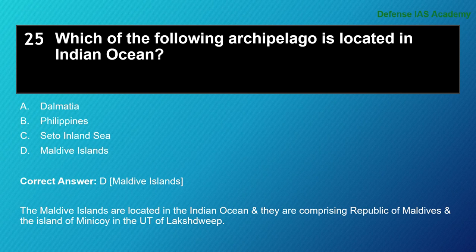So as we discussed in the last question, an archipelago is a group or a chain of islands that are clustered together. So here you can say the Maldive Islands are located in the Indian Ocean, and they comprise the Republic of Maldives and the island of Minicoy together. So it's like a cluster, and since it's called an archipelago, it is located in the Indian Ocean.